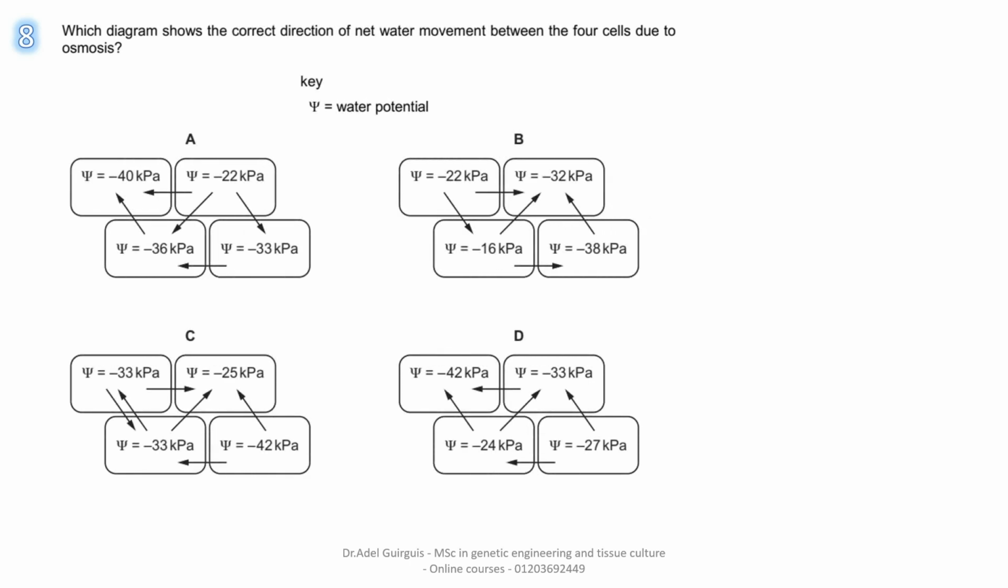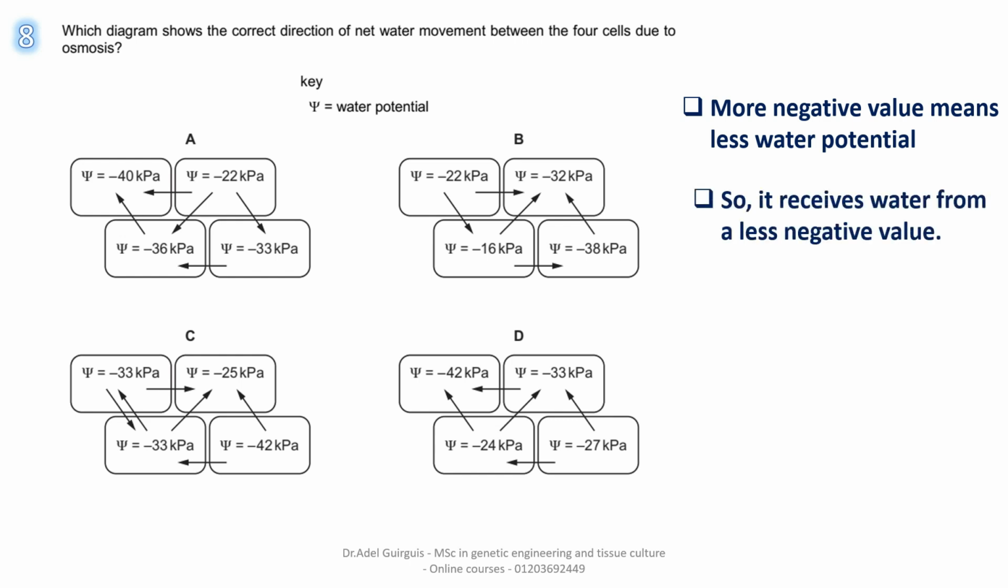Number 8. Which diagram shows the correct direction of net water movement between the 4 cells due to osmosis? The rule of osmosis: the more negative value of psi, of water potential, means what? A more negative value means less water potential, so it receives water from a less negative value.